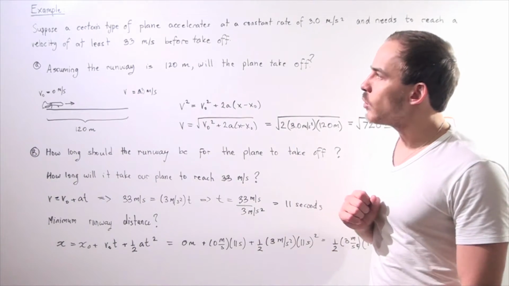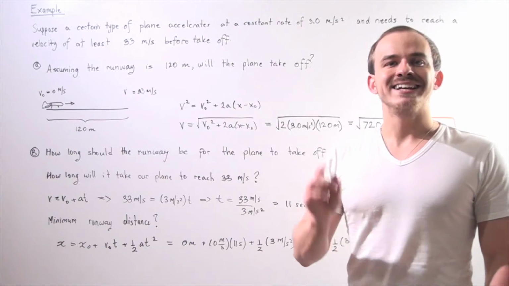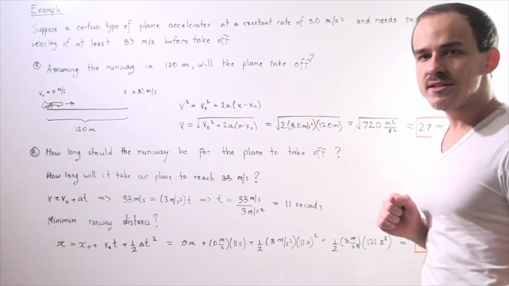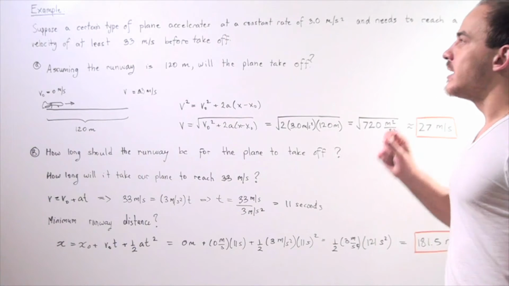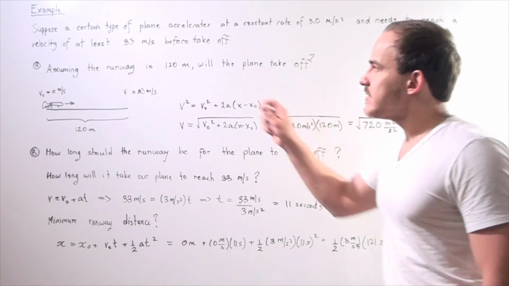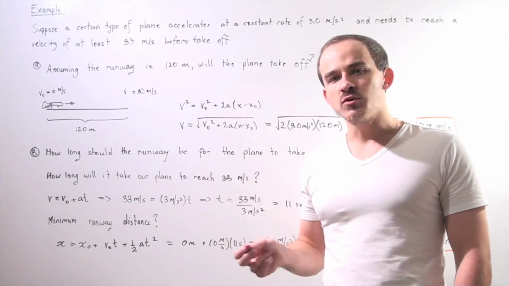So let's look at the following example. Suppose a certain type of plane accelerates at a constant rate of 3.0 meters per second squared and requires a velocity of at least 33 meters per second before actually taking off from the runway.